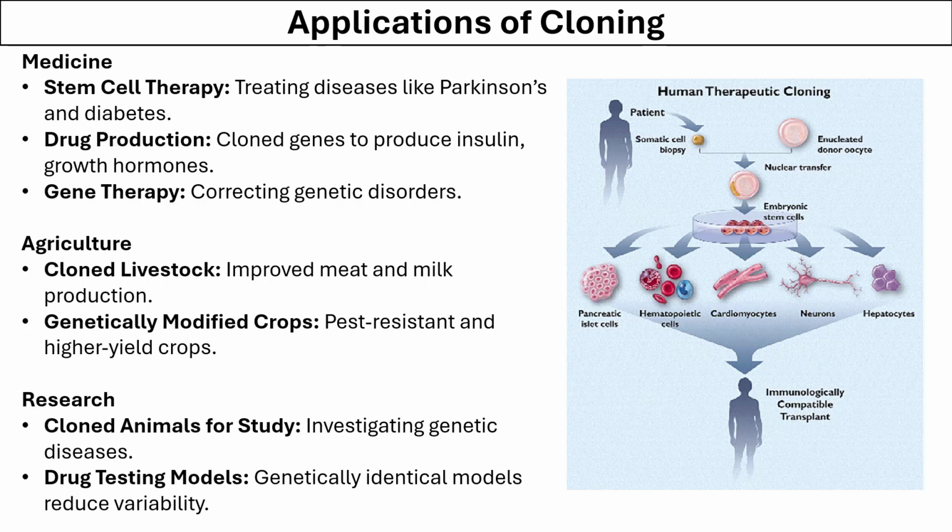In the field of medicine, cloning is used for stem cell therapy, where it has been applied for the treatment of diseases like Parkinson's disease or diabetes. Cloning of a gene in some bacteria or lower organism is used for the production of insulin or other growth hormones, and cloning can also be used for correcting some genetic disorders in an organism. In agriculture, cloning has been used for improving meat and milk production and for creating pest-resistant or high-yield crops.